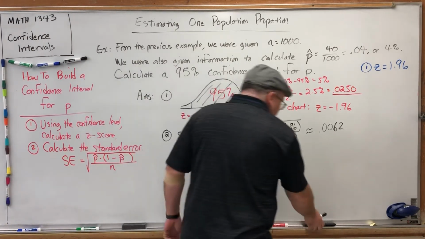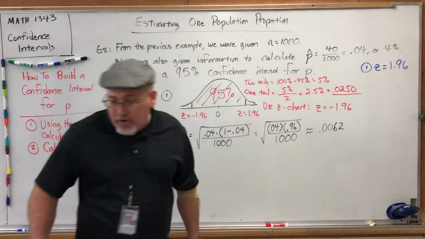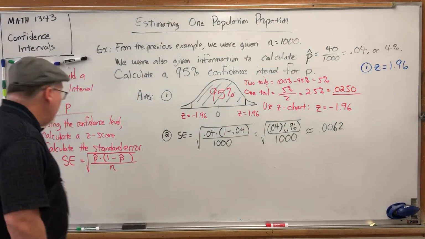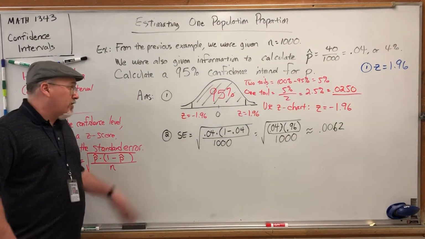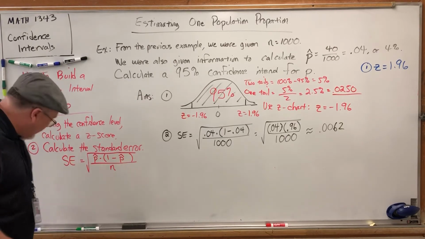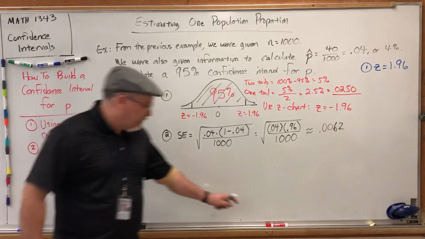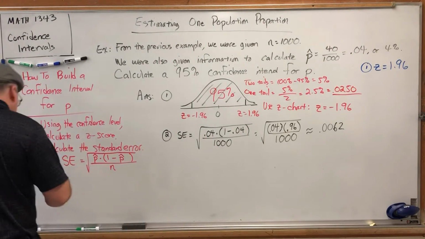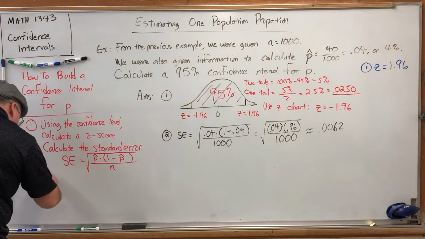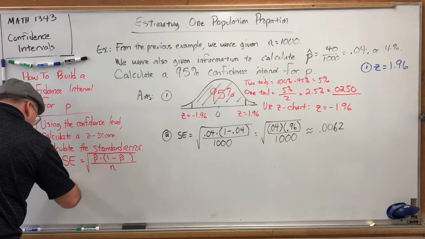All right, that's the answer to number 2, standard error. The hardest part is over. I would argue the hardest part is what we just did. The second hardest part is what we did in step 1. There are 2 more steps to complete this confidence interval. Number 3, calculate the margin of error.